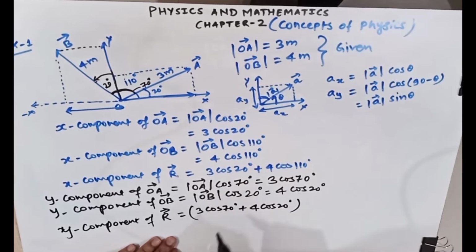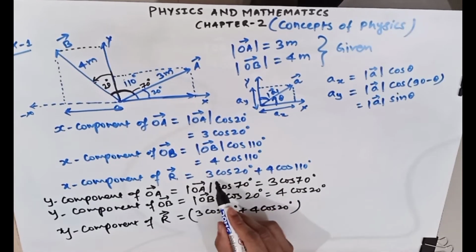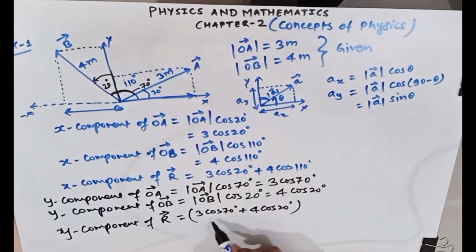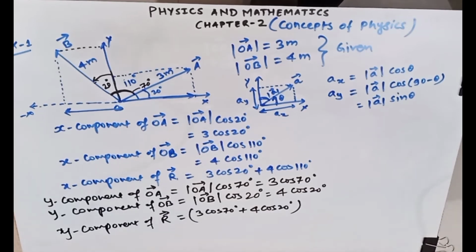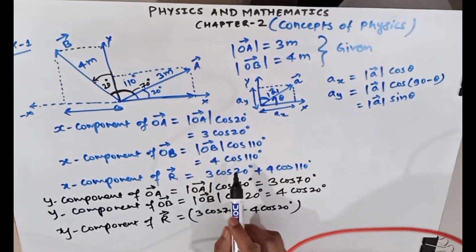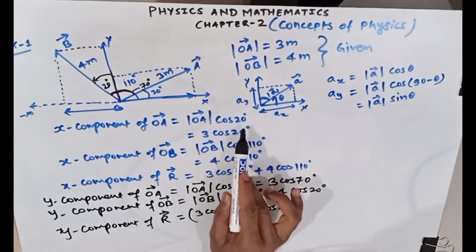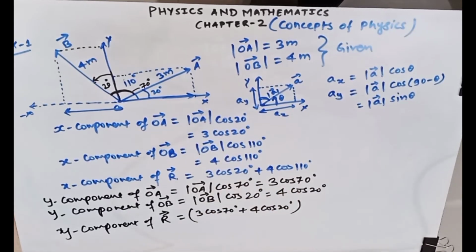Okay, now we need to find the values of cos 20 degrees, cos 110 degrees, and cos 70 degrees. Cos 20 degree is not directly available like cos 30 degree or cos 45 degree. So there are multiple ways you can calculate the value of cos 20 degree. I will tell you one simpler method.